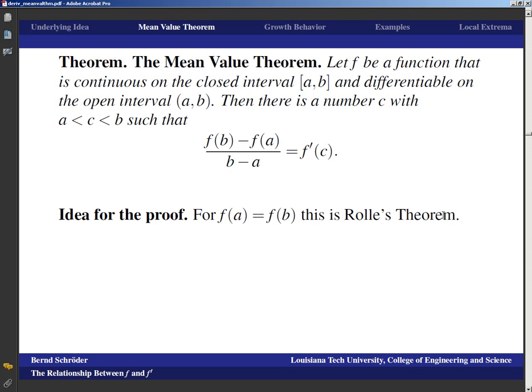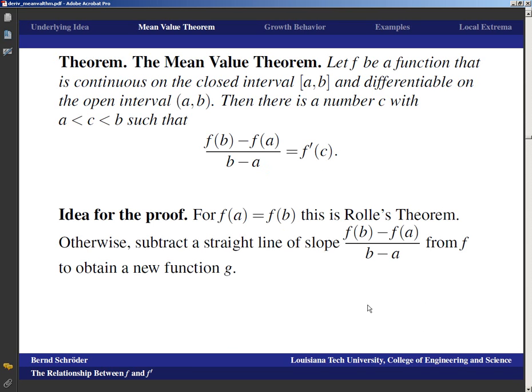Okay, the idea for the proof is that for f of a equals f of b, this is just Rolle's theorem, because with f of a equals f of b, you get a 0 on the left side, and you get f prime of c equals 0. And the proof itself is basically that the mean value theorem is Rolle's theorem on a slope. For an abstract proof, you would just subtract a straight line of the slope f of b minus f of a from f to obtain a new function g.